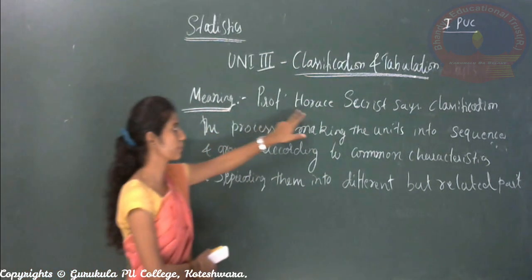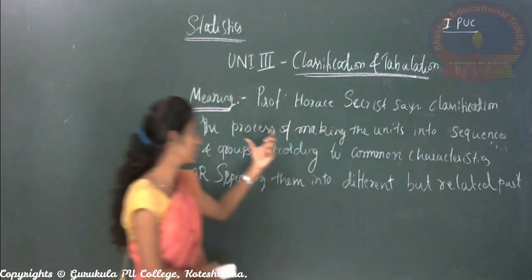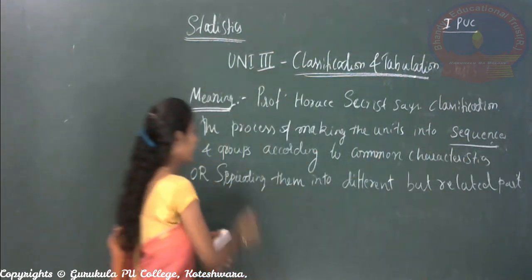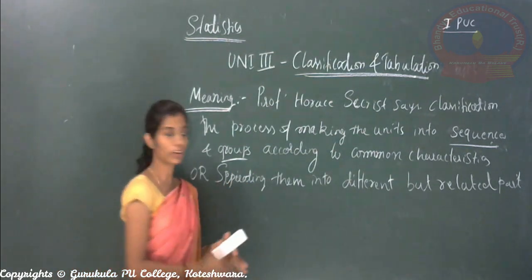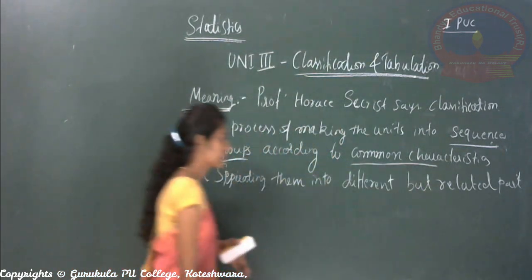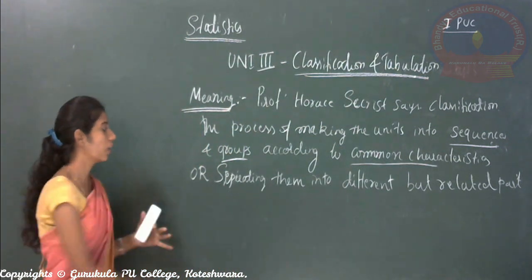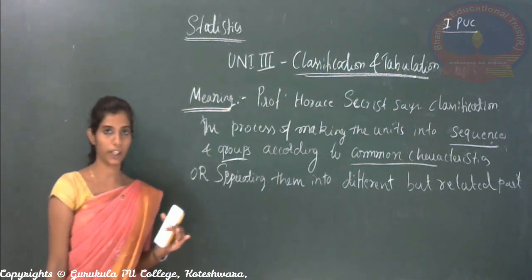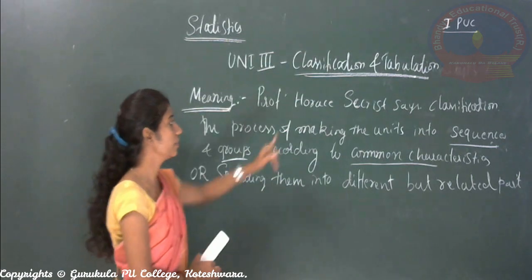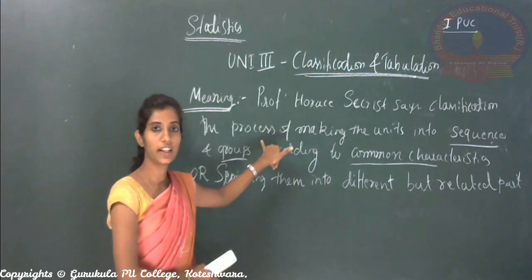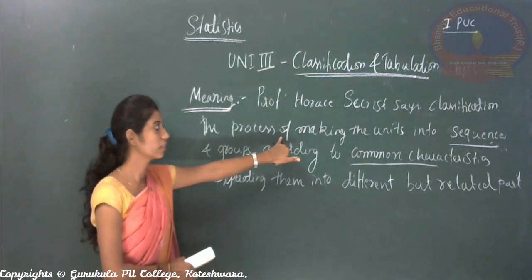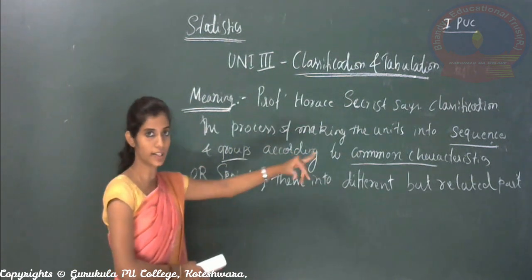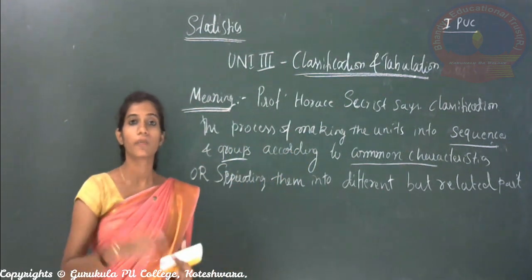So what he says, Professor Horace Secrist says, classification is the process of making the units into sequences and groups according to common characteristics possessed by them, or in other words, it is separating them into different but related parts. What he says is, it is a process or method we are taking for what purpose? For making the groups and sequences. Sequences are nothing but one after the other.